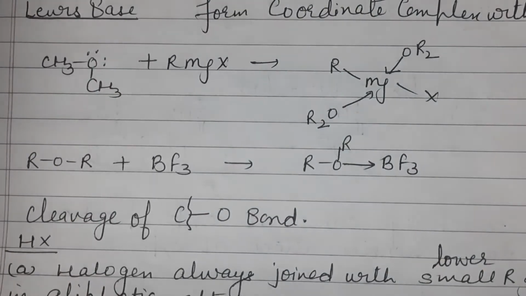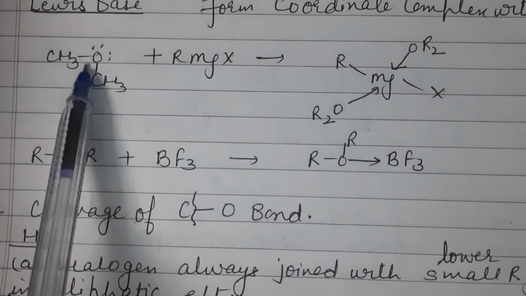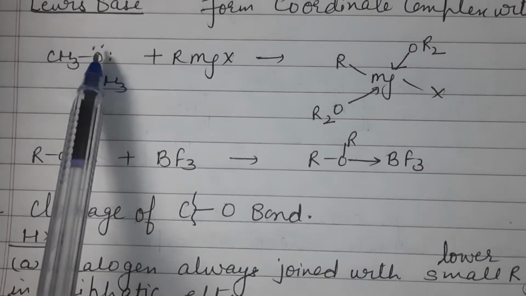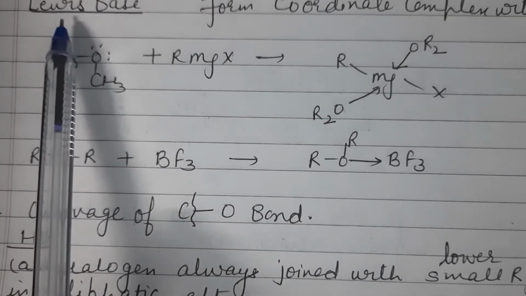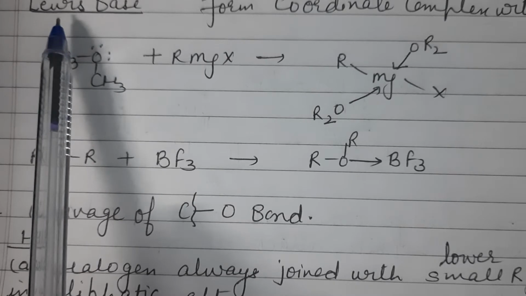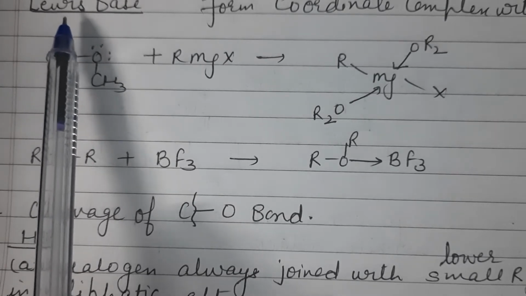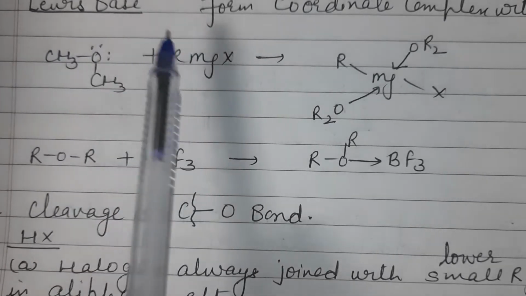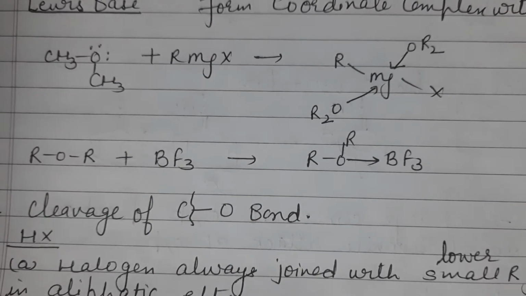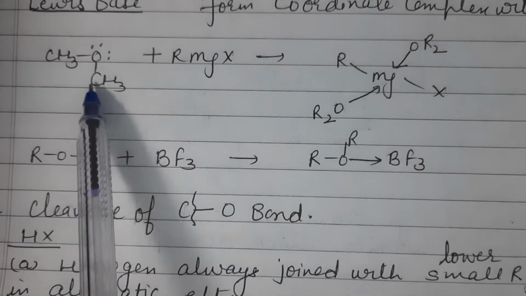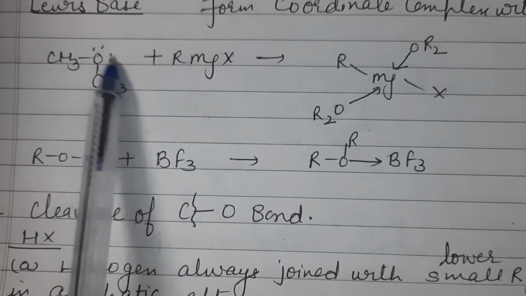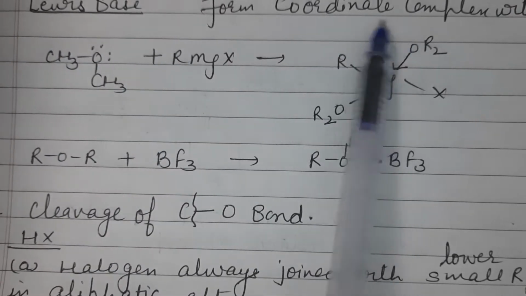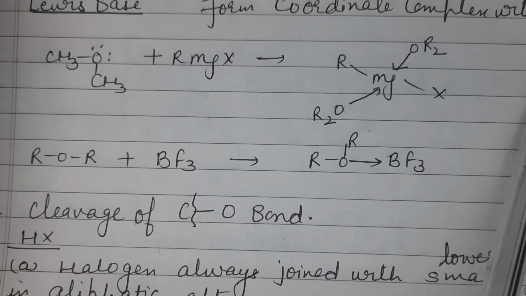Now, due to the presence of lone pair of electrons, ether also acts as a Lewis base. First, they act as a base due to the presence of lone pair of electrons, that's why they react with acid and form salt, the acid-base salt that is formed in the previous reaction. Second, ether also acts as a Lewis base and it forms a coordinate bond or coordinate complex with a Lewis acid.